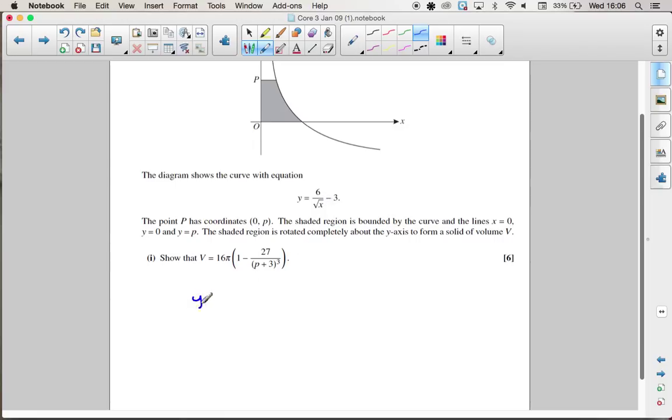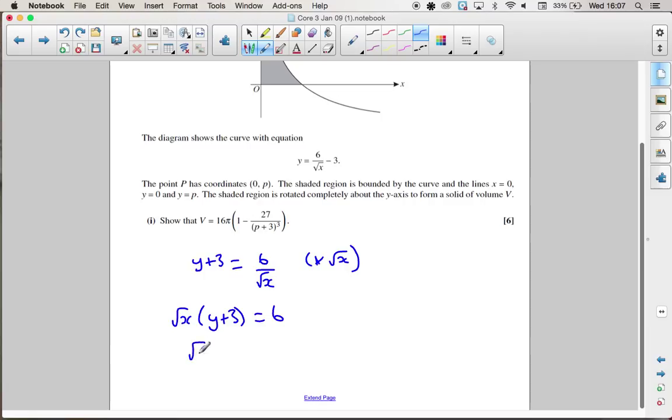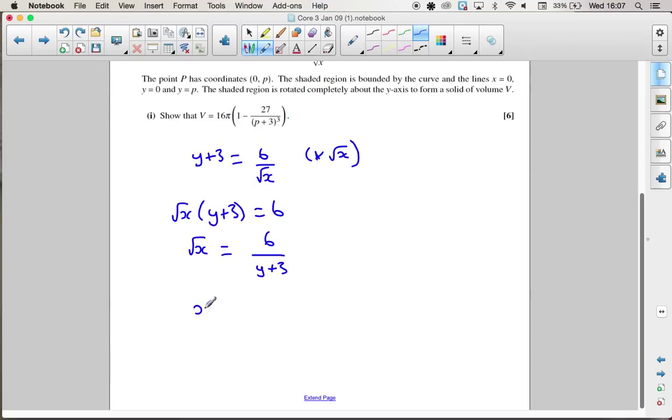I'm going to add 3 to both sides. I'm going to times both sides by root x for a second. I'm going to divide by that bracket there. And I'm going to square both sides to get x equals 36 over (y plus 3) squared.